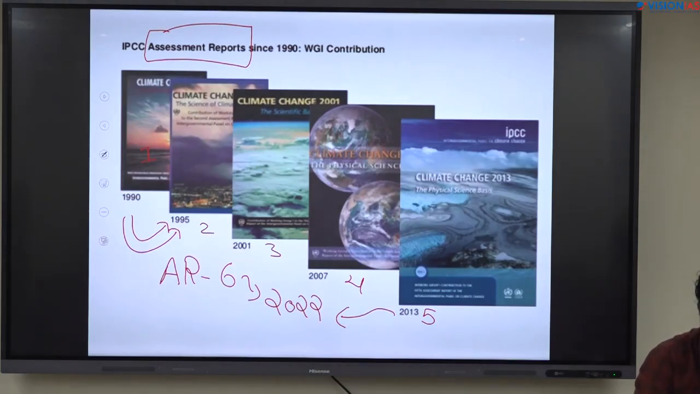Which year did IPCC receive the Peace Prize? Along with Al Gore, US Vice President. Both of them received the Peace Prize for climate change.